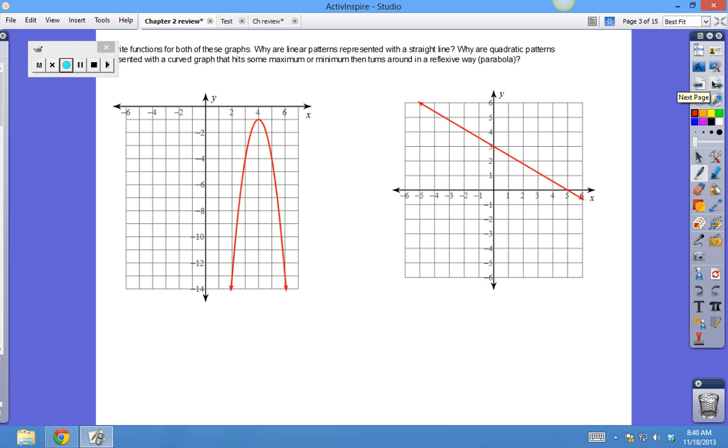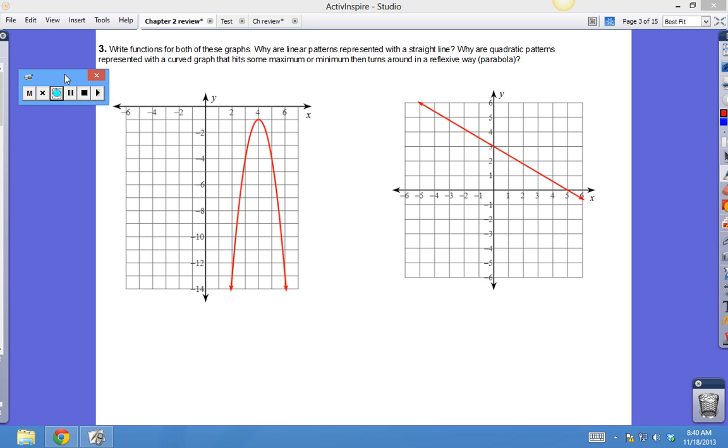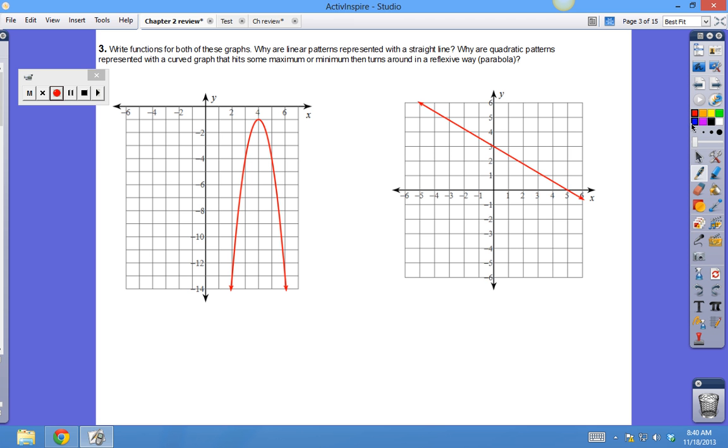Okay, now, this is what's new to this chapter. Looking at a graph, we talked all about how quadratic patterns look when they're graphed. So, given a graph, can you write the function? And then why are linear straight and quadratics curved? So let's do the linear first.